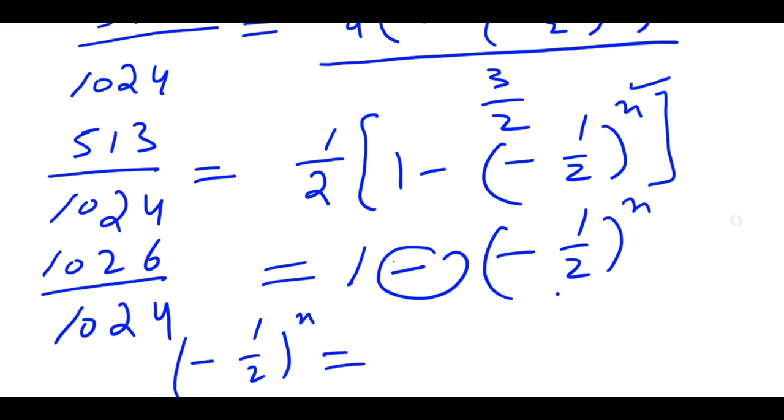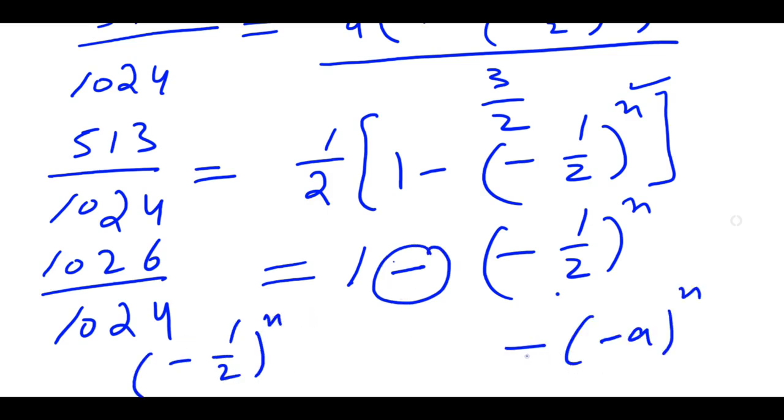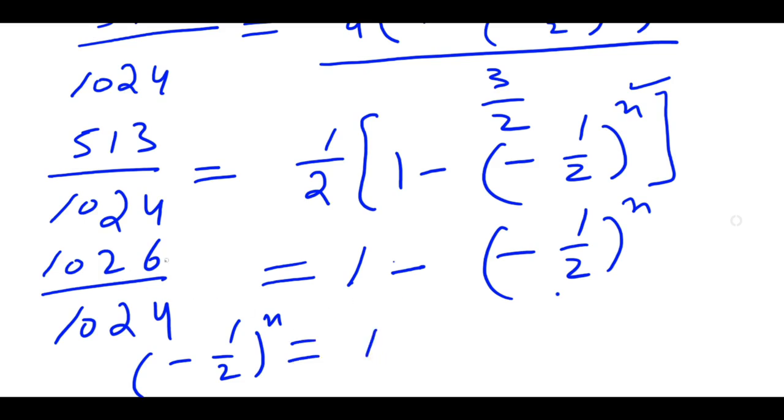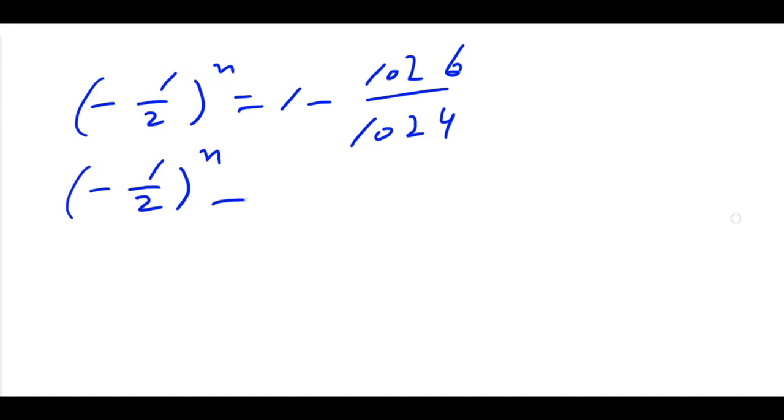I swap around. For example, negative parentheses (-a)^n. So now you are taking this variable, and that should become positive. We applied the same concept here. Equal to 1, and this term becomes minus, positive becomes minus, 1026 over 1024. Now I'm going to further simplify. It is equal to, this becomes -1 over 512.